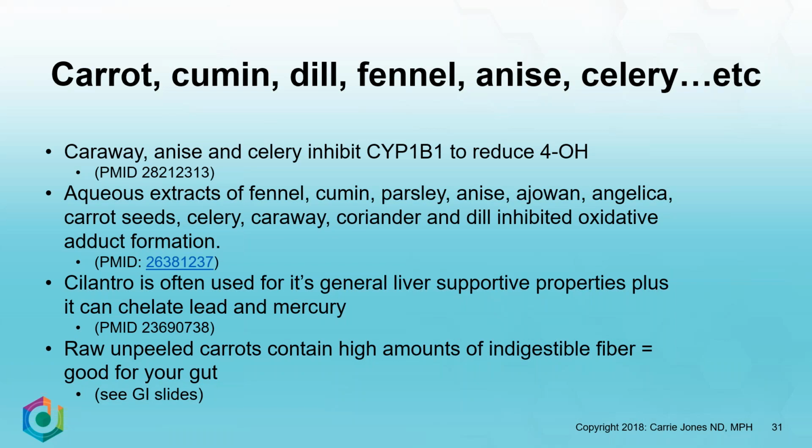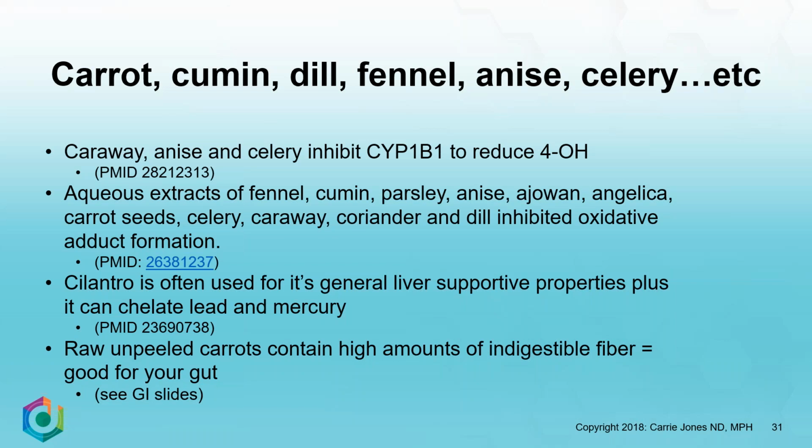Aqueous extracts of fennel, cumin, parsley, anise, I don't even know what that is, but I do know angelica, carrot seeds, celery, caraway, coriander, and dill. I mean, that's a lot. That's almost the whole family. Inhibited oxidative adduct formation. That's pretty impressive. So using carrot seeds, using celery, using caraway, fennel, cumin, parsley in your cooking every day can really go a long way as you add it to your brassica family, and of course, if you need to take I3C or DIM.